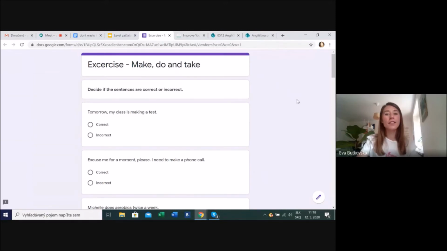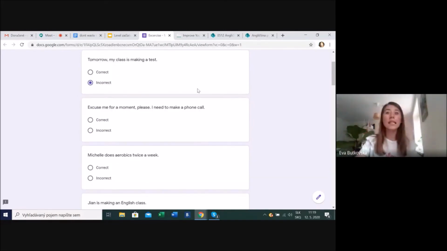Decide if the sentences are correct or incorrect. Tomorrow, my class is making a test. Is this correct or is this incorrect? Not correct. Very good. This is incorrect. It should be, tomorrow my class is taking a test. Take a test, to really write a test or attend a test.